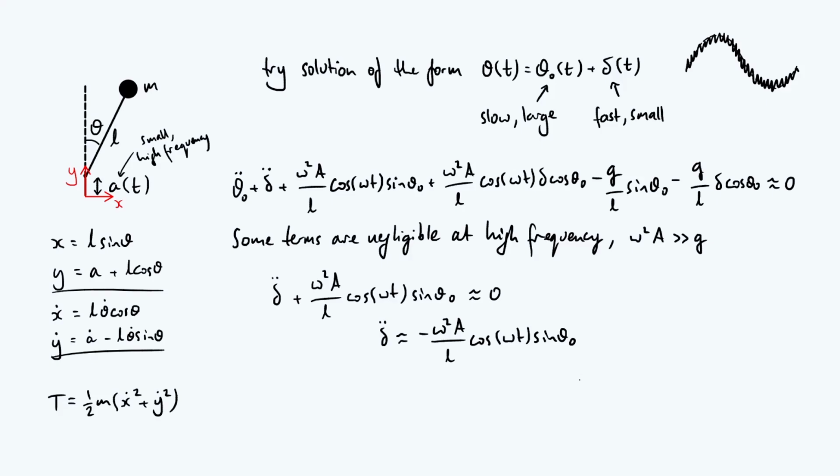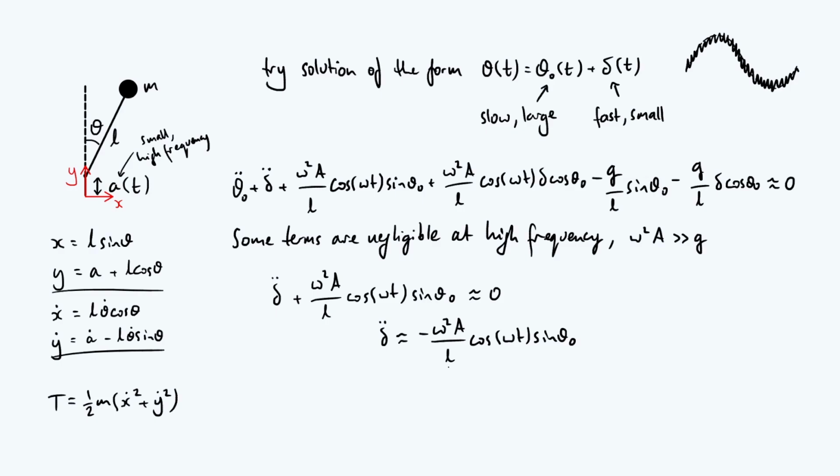Now, of course, this equation in general is hard to solve. In fact, it's kind of impossible to solve exactly because we don't know how theta naught is varying in time yet. However, let's use this idea of separation of timescales again. We know that delta is varying much more quickly than theta naught. So from the point of view of a single oscillation, or even a couple of oscillations of delta, theta naught is not going to be changing that much. And so for the purposes of integrating this differential equation for delta, we could just assume that theta naught is constant, because over the time scale on which delta varies, theta naught doesn't really vary that much.